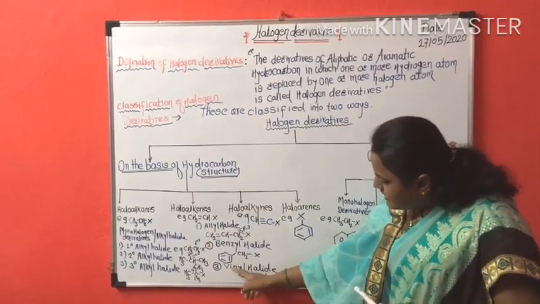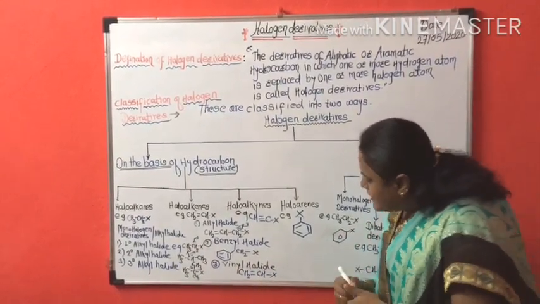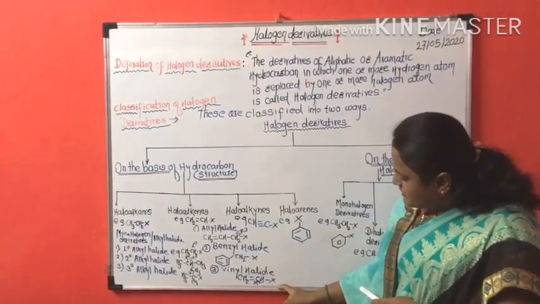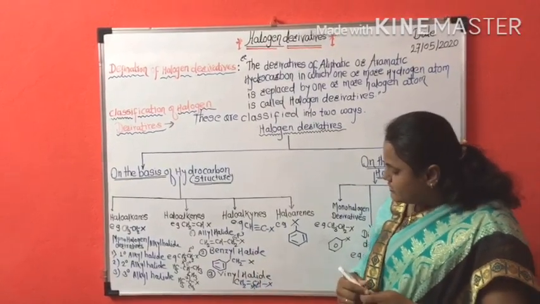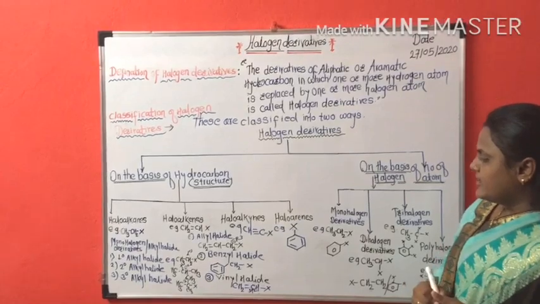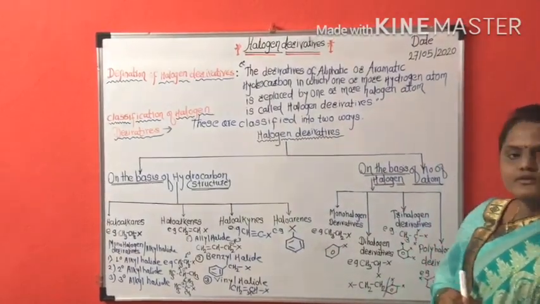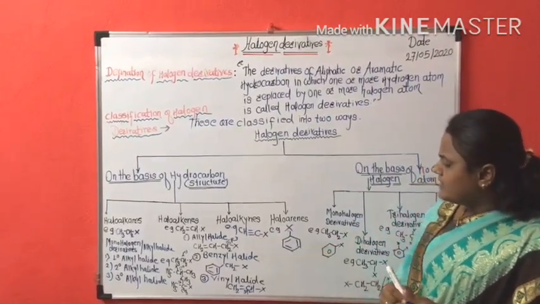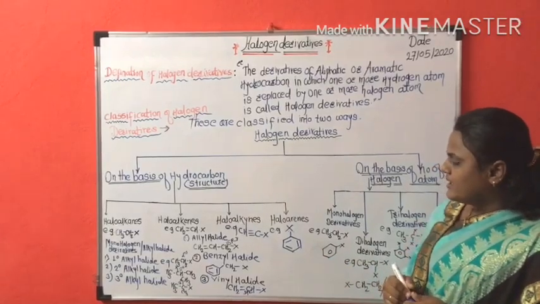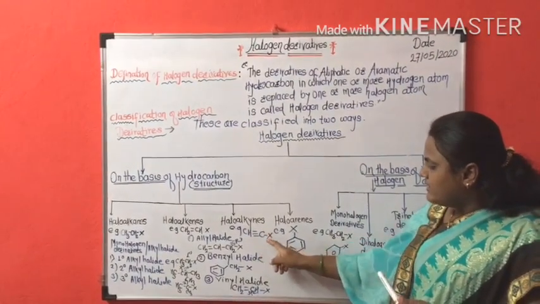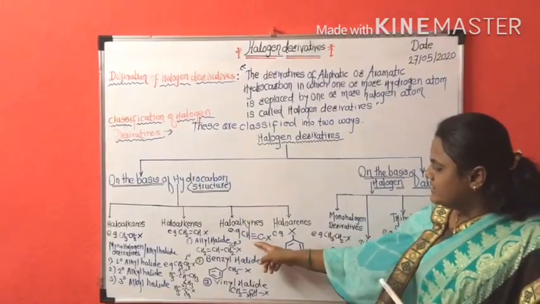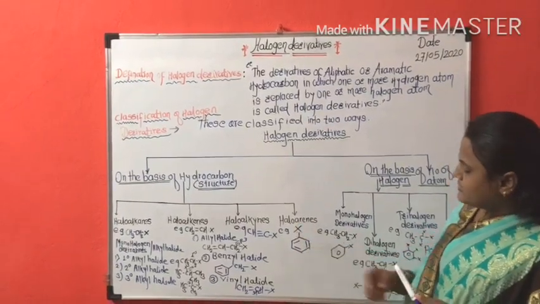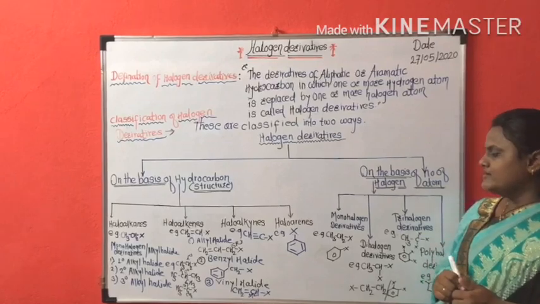In phenyl halide, the halogen atom is attached to an sp2 hybridized carbon atom of the double bond. In this phenyl halide, the halogen atom is attached to the sp2 hybridized carbon atom. Third one is the haloalkynes. In haloalkynes, the alkyne in which a hydrogen atom is replaced by a halogen atom is called haloalkynes. Example is ethyne halide or ethylene halide. Haloarenes: the aromatic hydrocarbon in which a hydrogen atom is replaced by a halogen atom is called haloarenes.